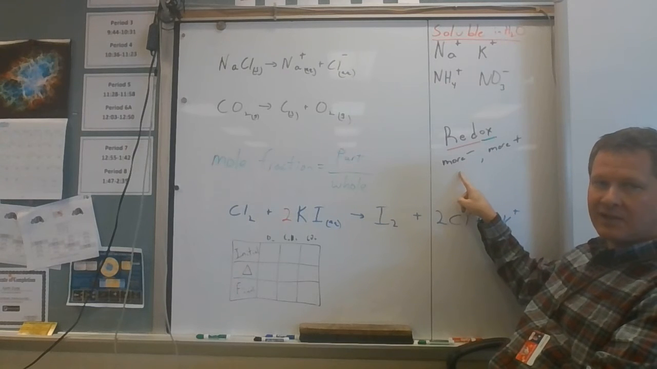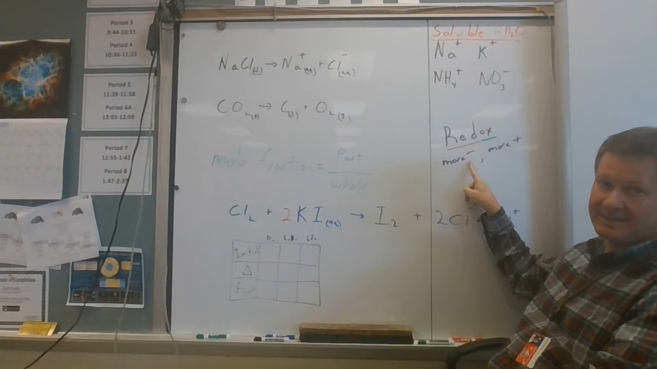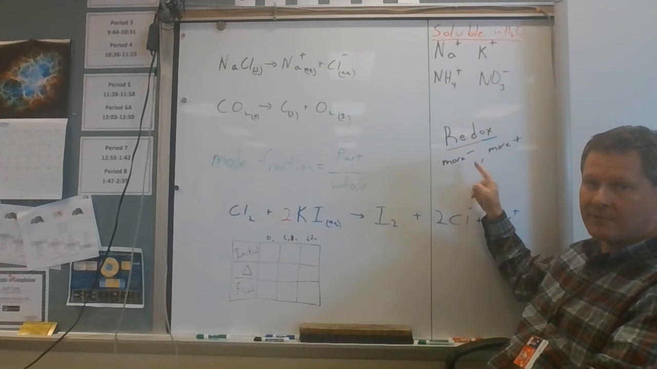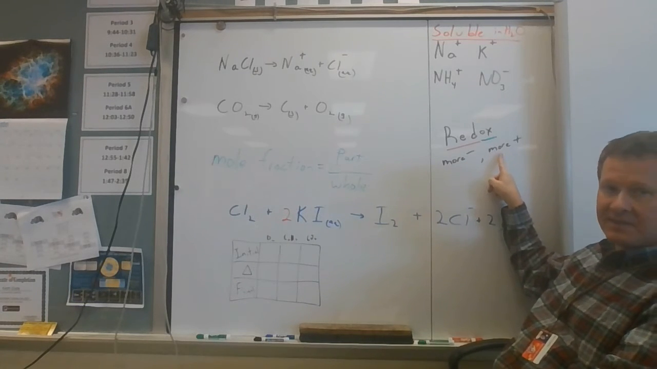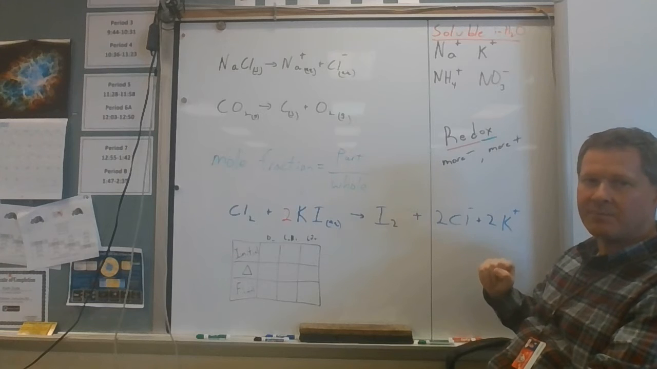You've got the reduction half where we are getting something, an element, more negative. It's gaining electrons. Remember GER? And something else, a different element, is becoming more positive. It's losing electrons. Remember LEO or OIL RIG, if you prefer.